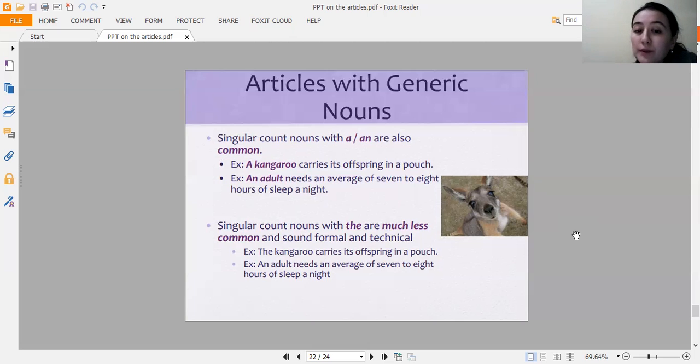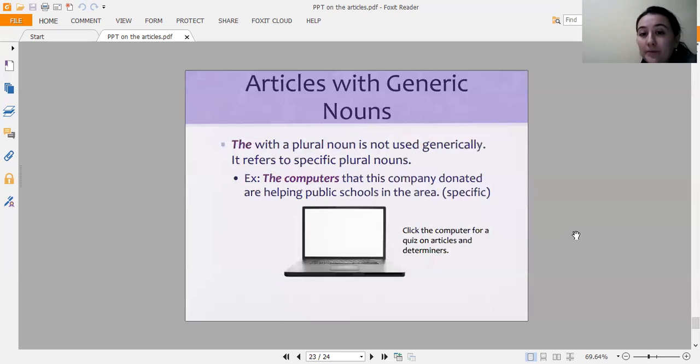Singular countable nouns with the are much less common and sound formal and technical. So the kangaroo carries its offspring in a pouch. So this is not about one exact kangaroo, but this is to sound more formal, maybe more technical. That's when we can use the article the here.